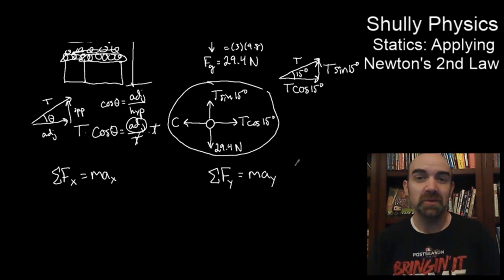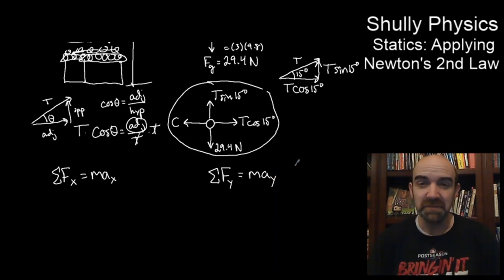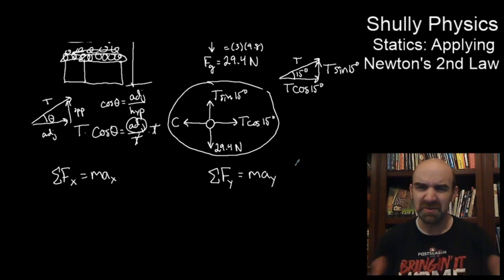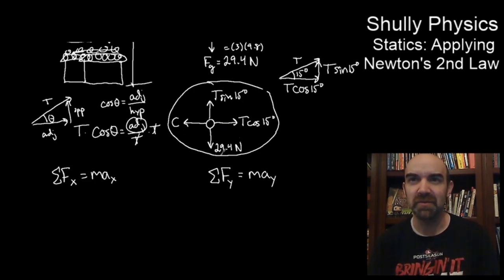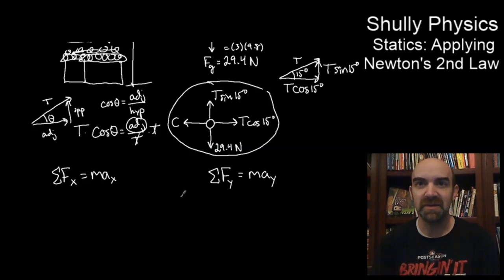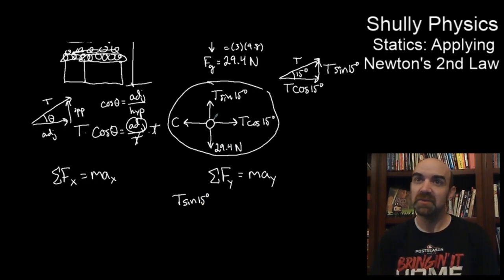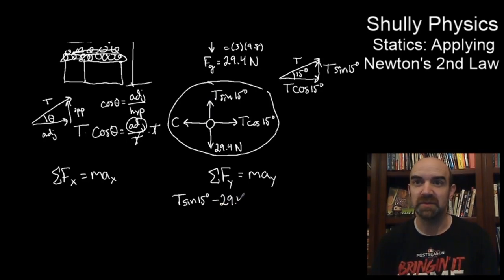All right, which one can you do first? You can do either one first, really. I like to look at the direction that has numbers in it, because that makes it all a little more efficient to solve in the end. What I mean is 29.4 is the only complete value here that doesn't have an unknown. So that's what I mean by number. 29.4 is the number. So I'm just going to start with the y direction. Upward, I've got T sine 15. So I'm just going to rewrite that. Downward, I've got the force 29.4 from the weight. So T sine 15 minus 29.4 is going to be the sum of the forces in the y direction.